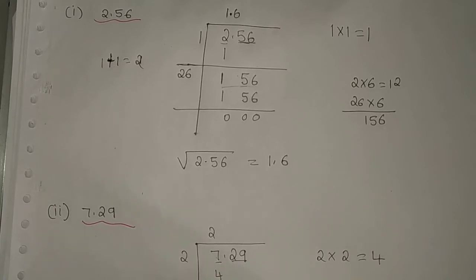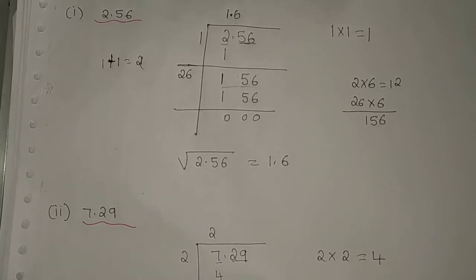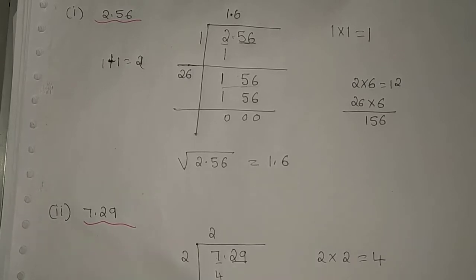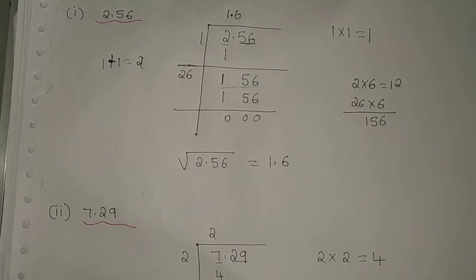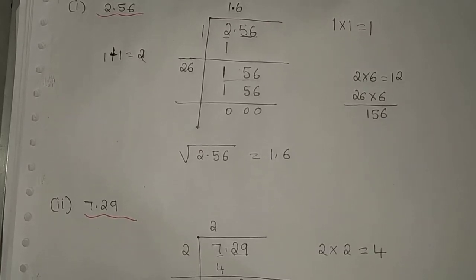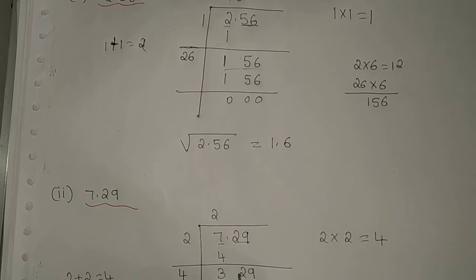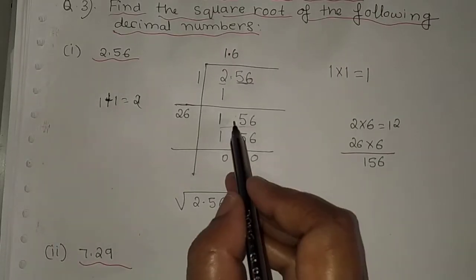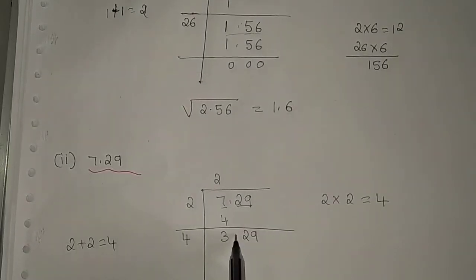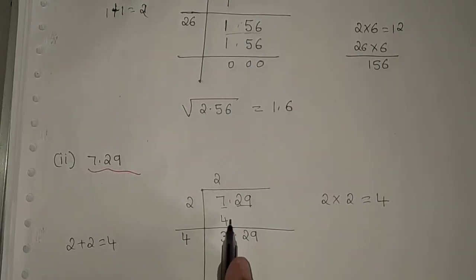This is a pair and this is a pair. So now here, add 2 plus 2 equal to 4. Write down 4 here. Next, write the difference. 7 minus 4 is 3. Then write 2 and 9 as it is. Now, you can write the decimal point here or it's okay. So now we just write this. After finding the difference, we move on to the next.